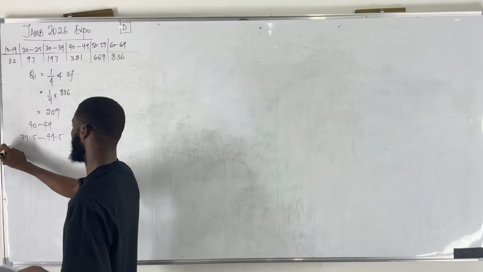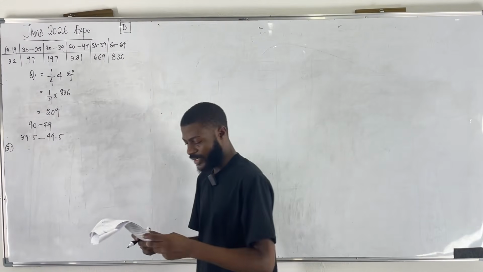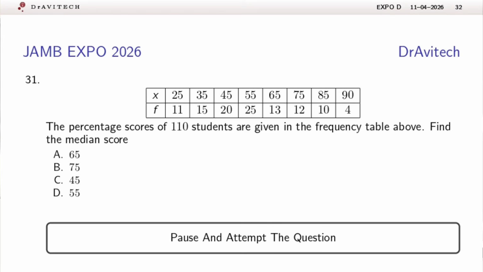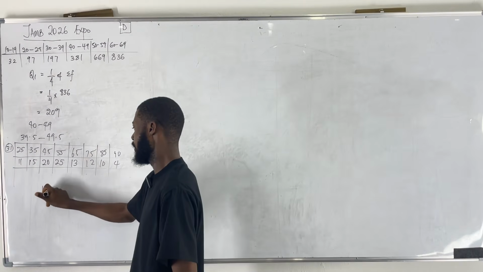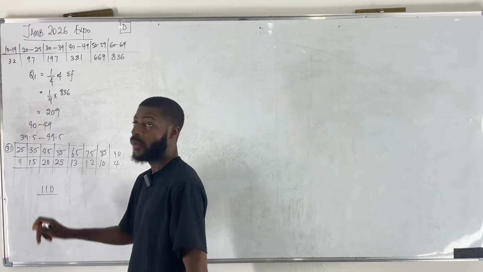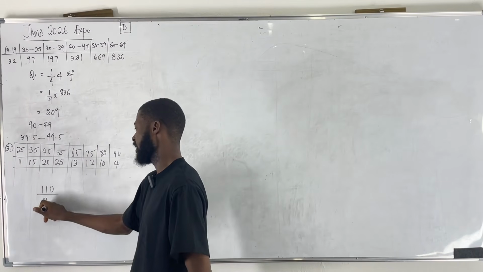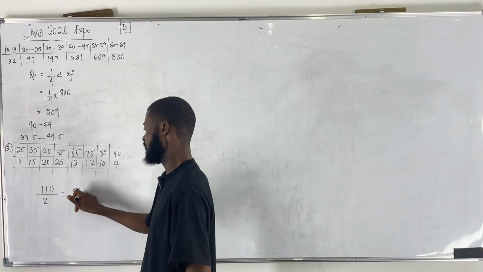Let's move on to the next one, number 31. Number 31 says the percentage scores of 110 students are given in the frequency table above. You have to find the median score. So this one, they did not give us the cumulative frequency, but we've been given the number of students. But let's draw the table first. Okay, so this is what we have. Now, we're told that there are 110 students. So 110 students divided by, we're looking for the median here, so we have to divide by 2, the middle. This will give us 55.